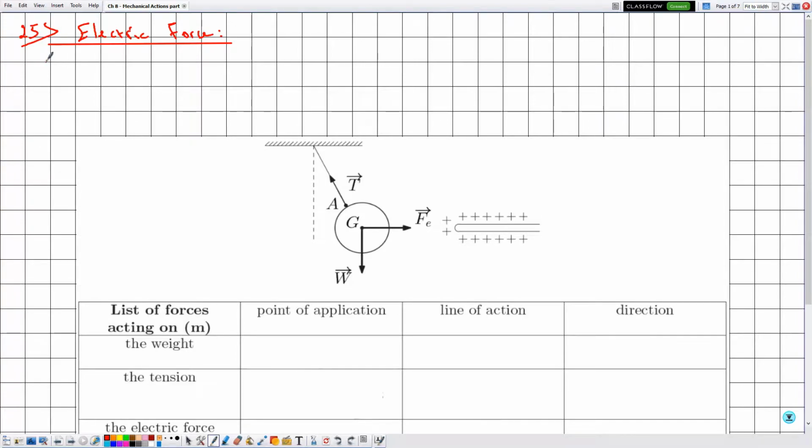Okay, so now let me write down the electric force Fe. It exists due to an electrically charged rod, or in general, due to charged bodies. So whenever charge exists, we should think of the electric force. Now consider the following example.